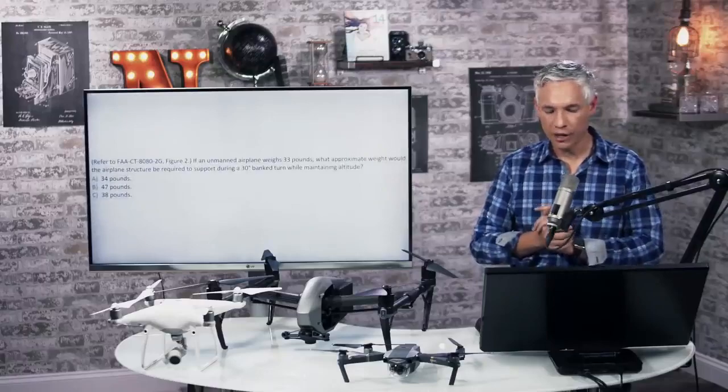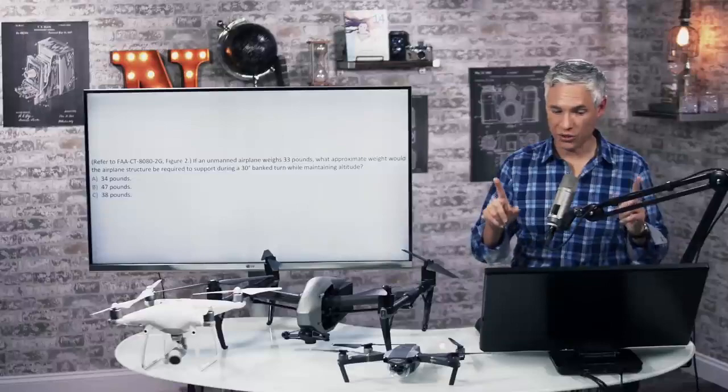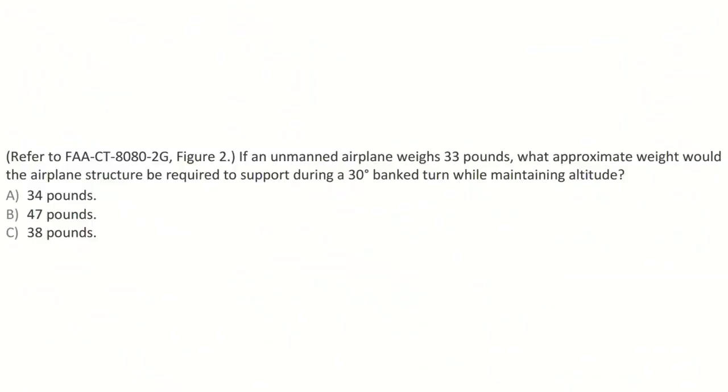Another question: if an unmanned airplane weighs 33 pounds, what approximate weight would the airplane structure be required to support during a 30-degree banked turn while maintaining altitude? A lot of information there. The key numbers are the airplane weighs 33 pounds and a 30-degree banked angle.